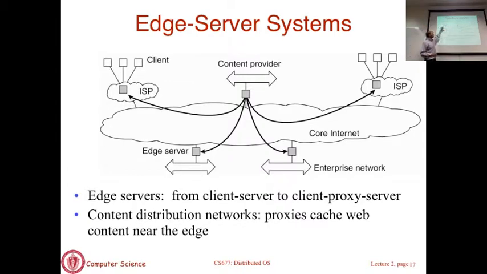The cloud here is the core internet, and you see that there are gateways or routers that connect to the internet. These edge servers or proxies sit there, and whenever clients send requests that go to a distant server, they flow through the proxy. Okay, so that's another term you should know, which is an edge server.